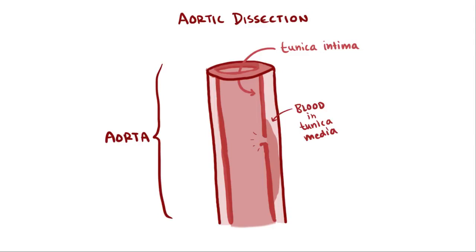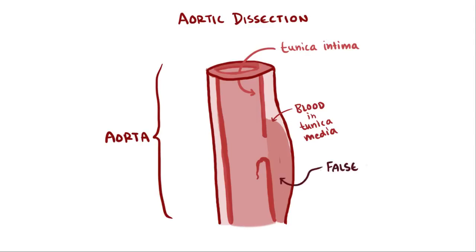Now, as the high-pressured blood continues to shear more and more of the tunica intima off the tunica media, blood starts to pool between the two layers, increasing the outside diameter of the blood vessel. The area where blood collects between the tunica intima and the media is called a false lumen, and the true lumen is the regular lumen inside the blood vessel.